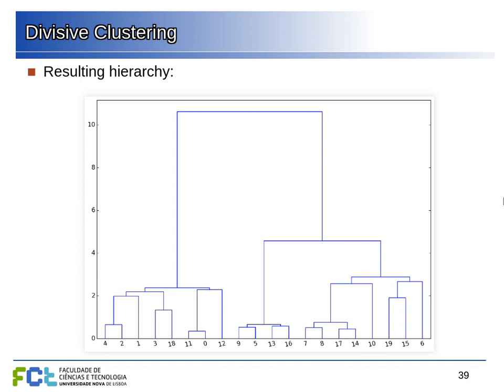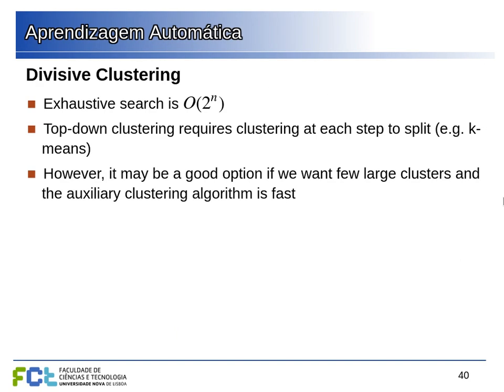So basically, for divisive clustering, if we were to do an exhaustive search, so if we were to consider all possible ways of splitting each cluster, this would be exponential on the number of clusters, but we can use an algorithm that does this faster, for example, k-means, and then we do the divisions with much less computation than that exponential on the order of the number of examples.